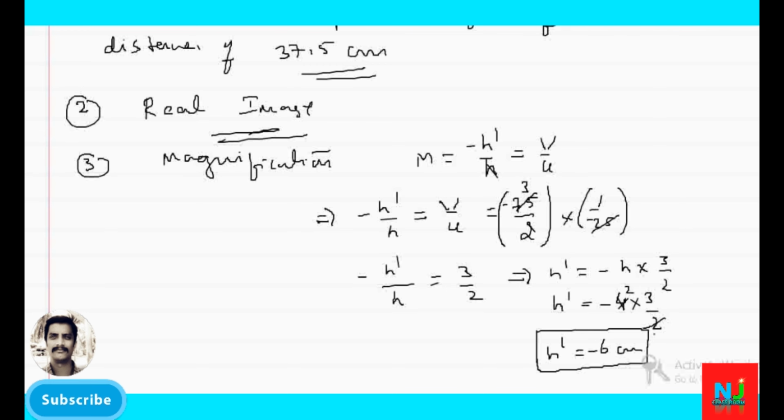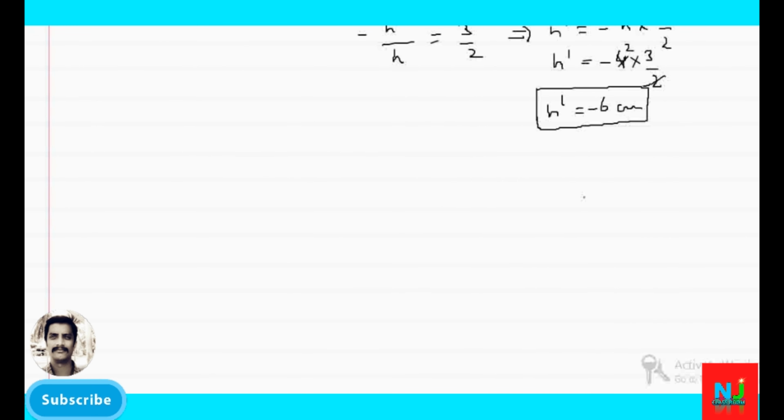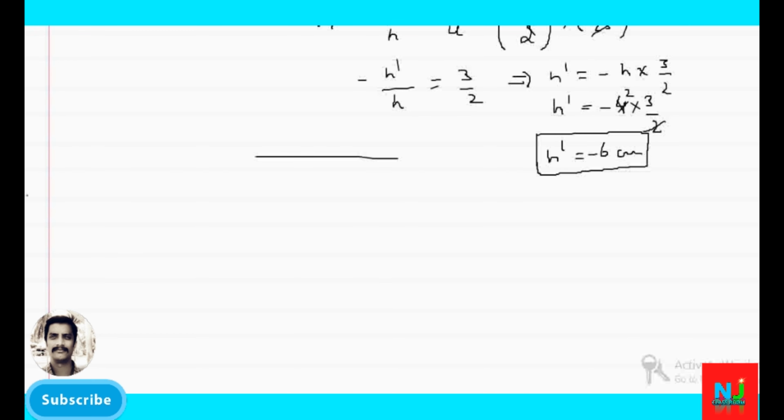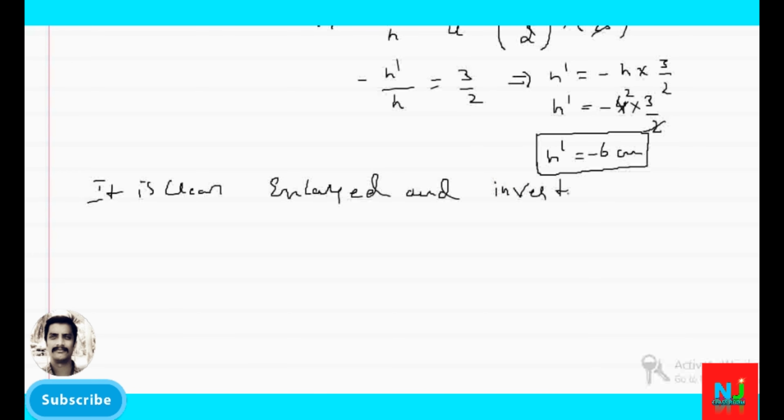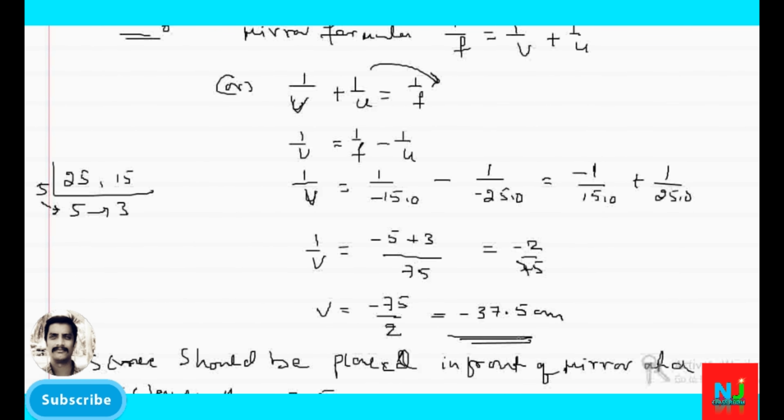Remember magnification. So H dash is negative means what? It is inverted. So we get an inverted image. So from this it is clear, what is clear? The image is formed enlarged and inverted. So like that we have to solve the exercise or problems. So this is the second part of the problem, that is problem number 2.